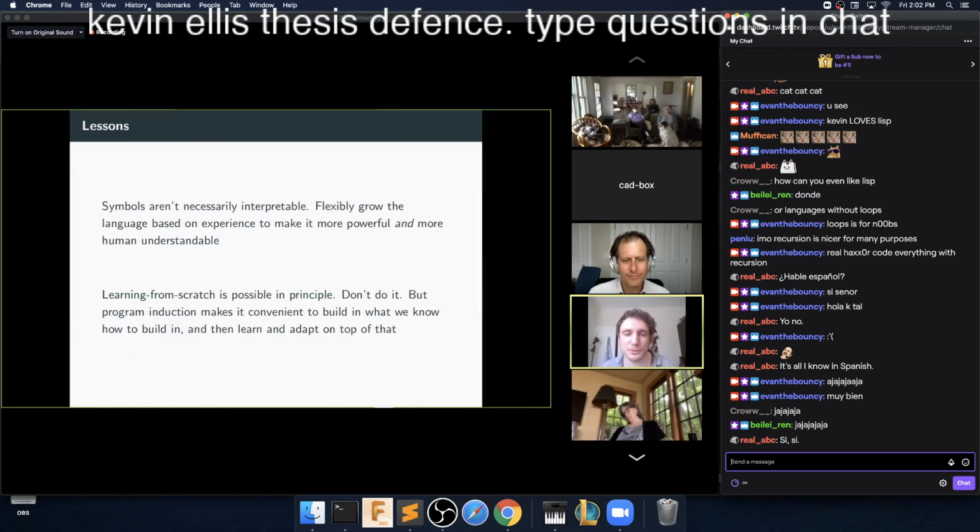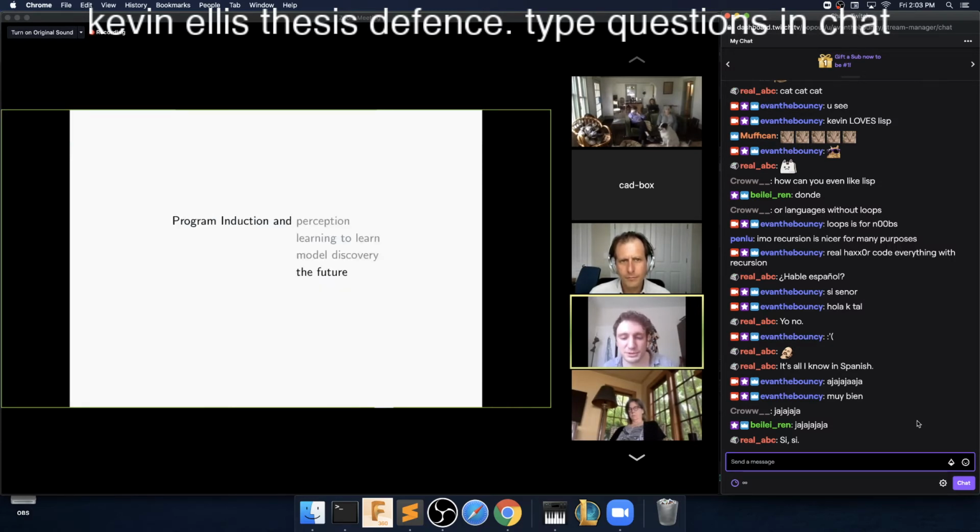So one thing you should take from this is that symbols aren't necessarily interpretable, but if you learn your symbolic language, then not only will it be better for solving problems, but it can also be more human understandable. The second thing you should take from this is that maybe you could learn from scratch, but you don't have to. Like with programs, you can build in what you know how to build in and then learn on top of that.